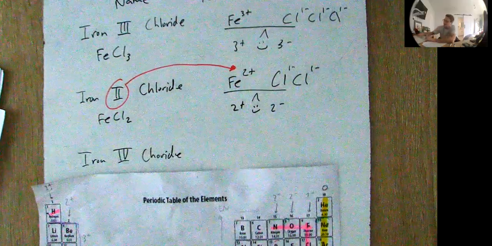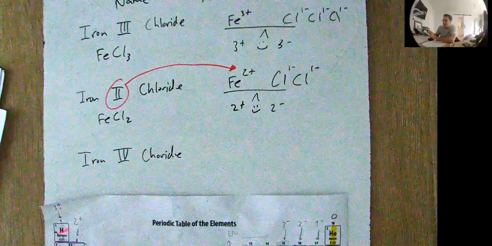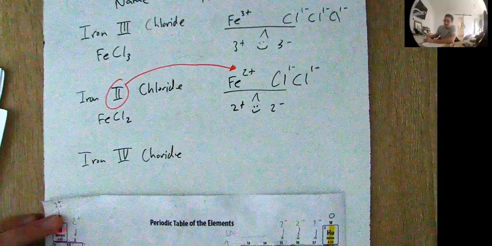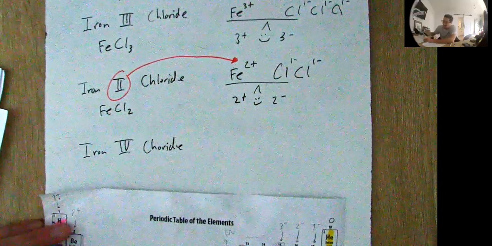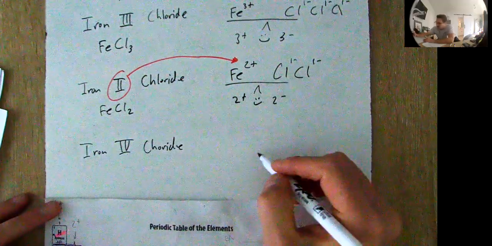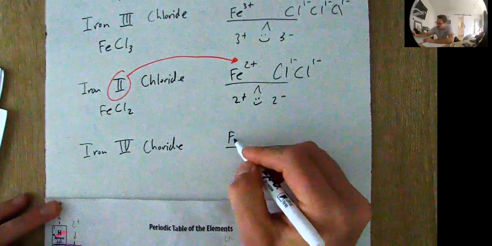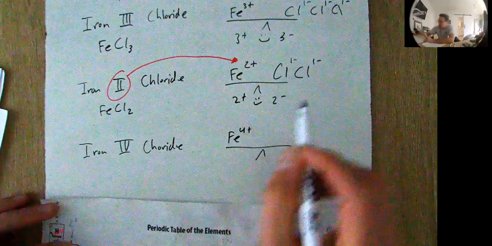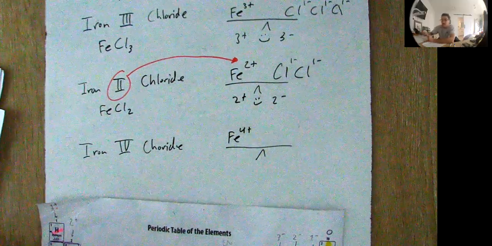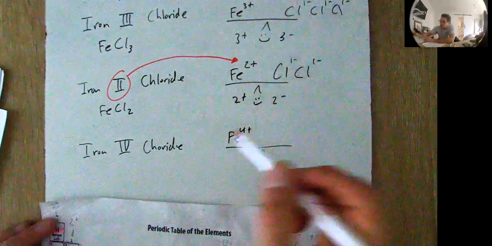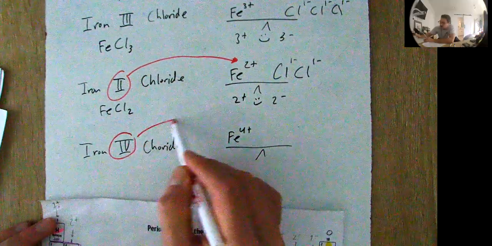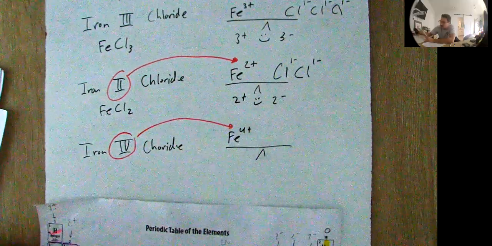Okay, here's another example. Hey, look, it's another iron. It's iron 4 chloride this time. I think you're getting the hang of this. I think you're kind of understanding what's happening here. Let's draw it out real quick. So here's our iron. We know it has a 4 positive charge. Yes, that is different than the first two examples, because the Roman numeral is changing, people. The Roman numeral is changing.